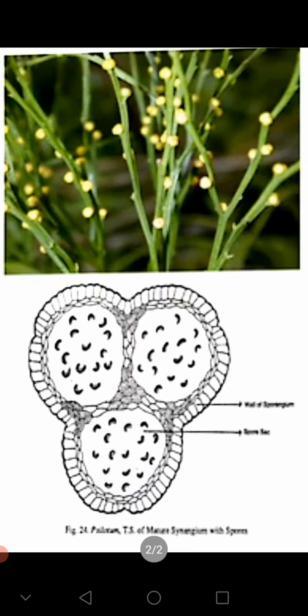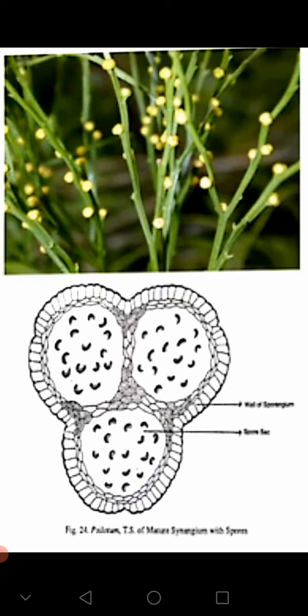Here this is the Psilotum sporophyte containing the synangium. Here the synangium is a trilobed structure. The outer layer is prismatic and inside the 3 lobes there are homospores. Homosporous spores cannot be differentiated into male or female spores.